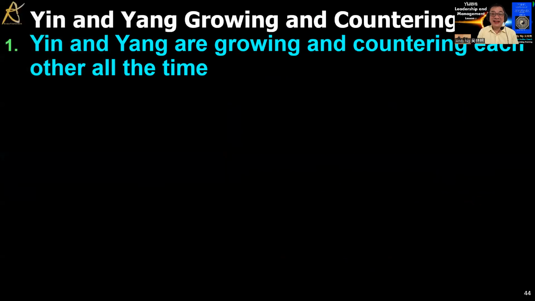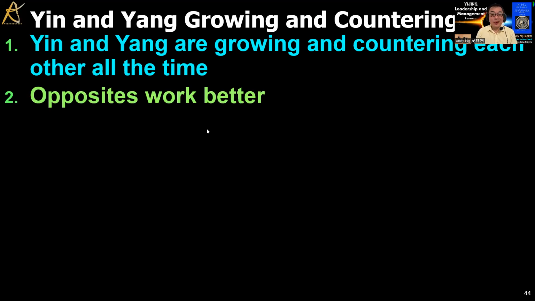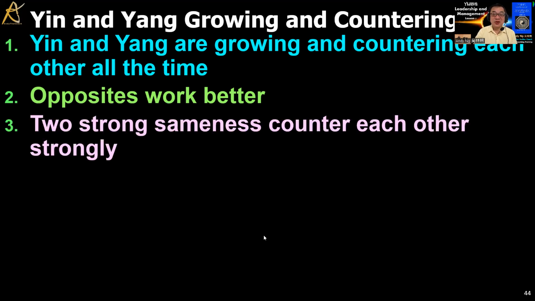Ladies and gentlemen, yin and yang is not so simple as being opposites. They are actually growing and countering each other all the time. And when they interact with each other, they will actually help each other, or they may actually diminish each other. We often know opposites work better because there's a complementary energy. Two strong signals counter each other strongly. That's very common sense, right? Too strong, they will counter.